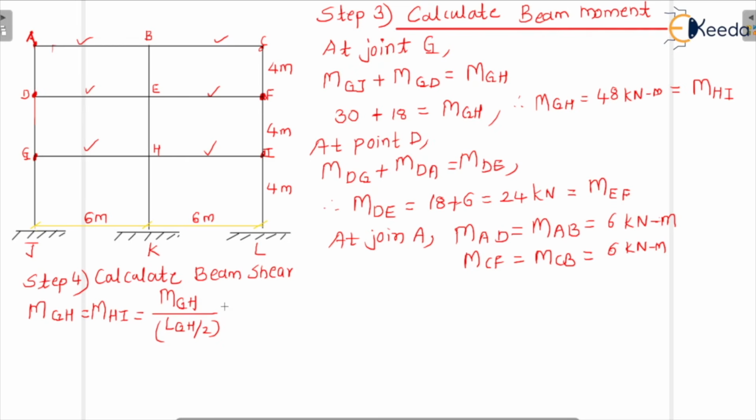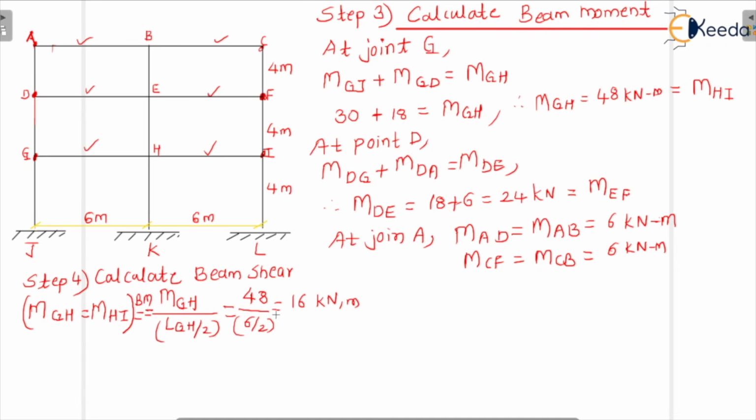So what is the M of GH value? It is 48 kilonewton meter. We divide this moment 48 by L of GH by 2, where L of GH is 6 meter. So 6 by 2, and our answer is 16 kilonewton. This is the beam shear. We use this relation because these two values are similar. Actually I should have written here that the beam shear is equal to this.